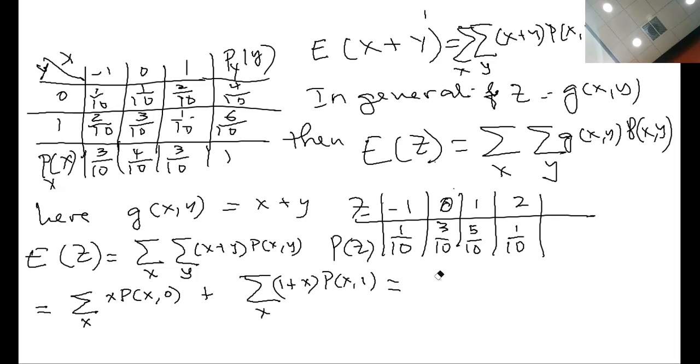So now on 0, x starts with negative 1. Then I will have negative 1 times p of 0, negative 1. Then x equals to 0 plus 0 times p of 0, 0. Then plus x equals to 1, I'll put here 1, p of 1, 0.